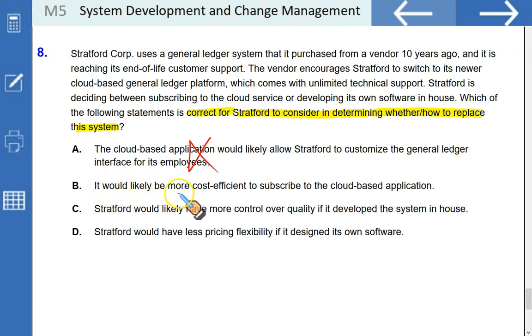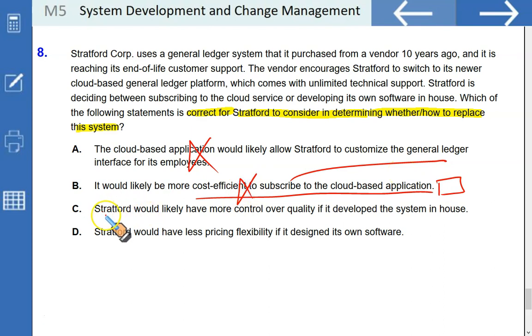B. It would likely be more cost efficient to subscribe to the cloud-based application. This is again not true, because in cloud-based computing you have to pay monthly or yearly for a long period, maybe 5 or 10 years. But when you get your own system developed in-house, it is a one-time cost, and once you have it, it lasts a very long period of time. So this is not true.